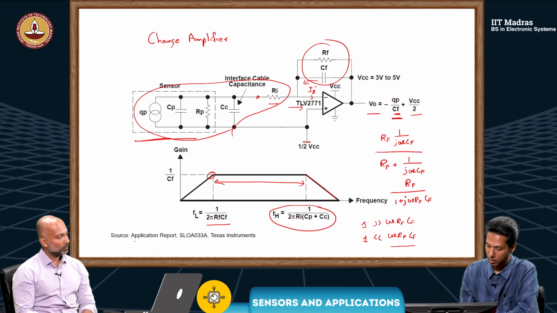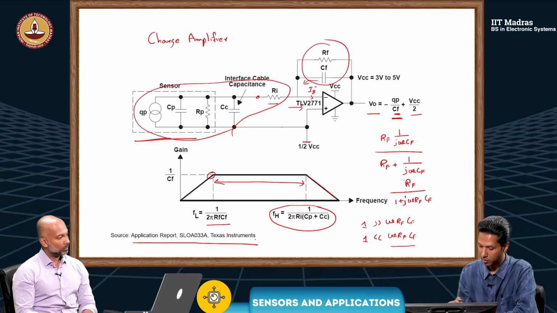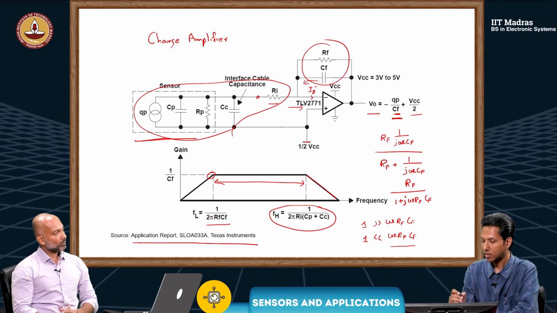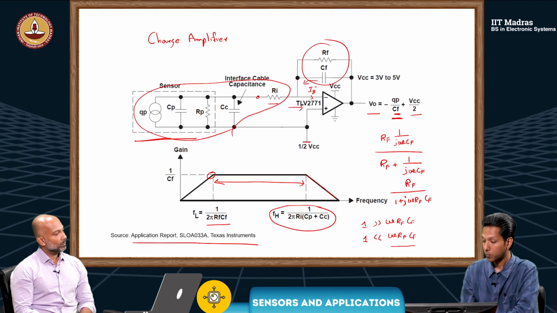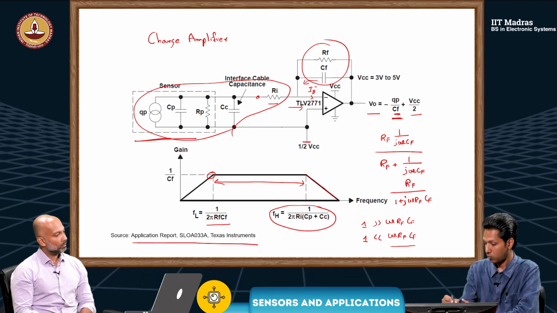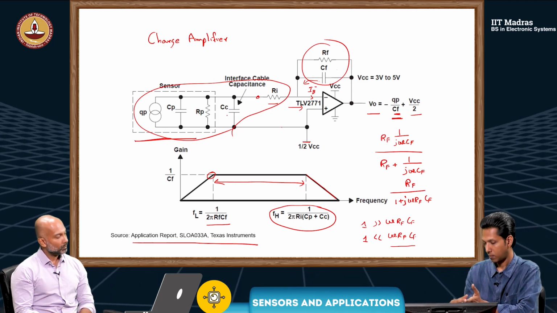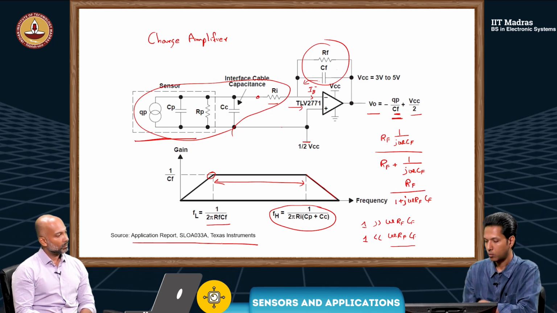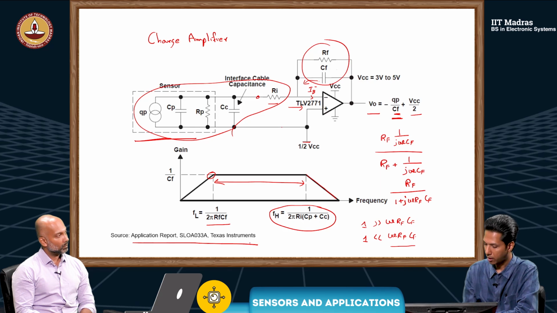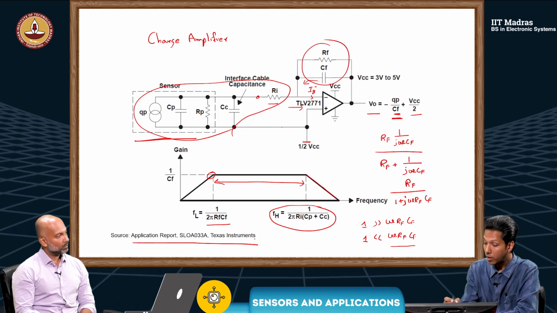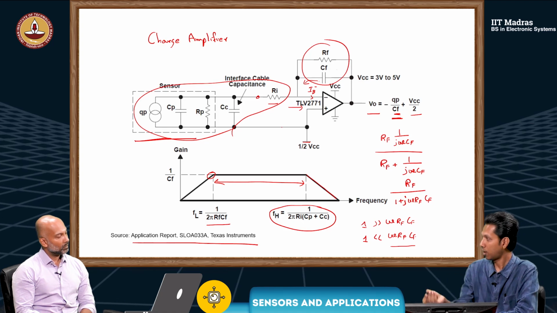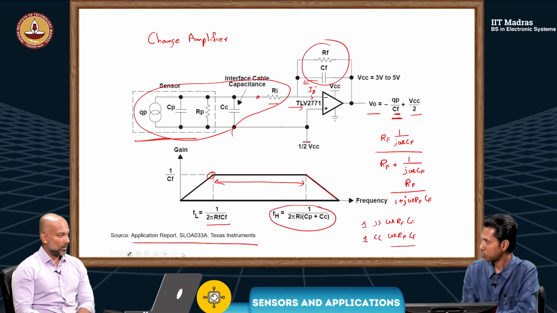They can read more from this Texas Instruments application report. This is a charge amplifier where cable capacitance will not matter. But if you are only interested in voltage, you can also use a voltage amplifier. There is another design given there, where the cable capacitance has to be very small, otherwise it will affect the final output.